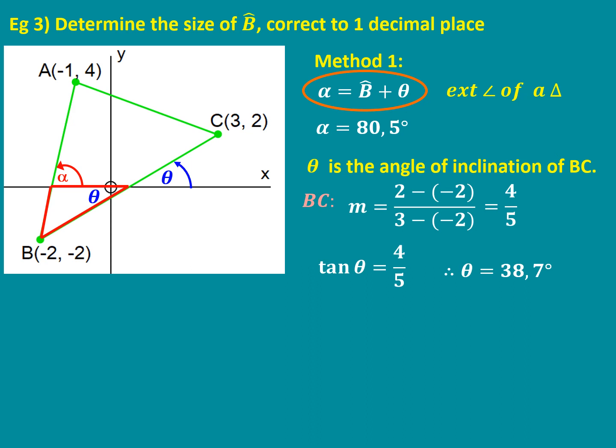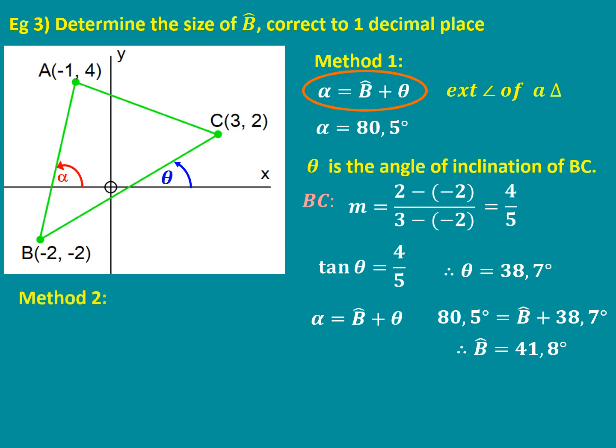So going back to my original statement, alpha is equal to B plus theta. Remember, we're using the fact that alpha is the exterior angle to the little red triangle. Alpha is equal to 80,5 degrees, B we want to calculate, and theta is 38,7. So if I take 38,7 degrees to the other side, I end up with B is equal to 41,8 degrees.